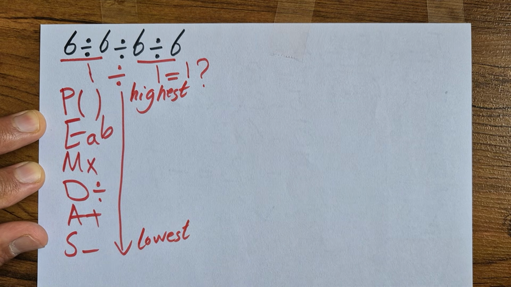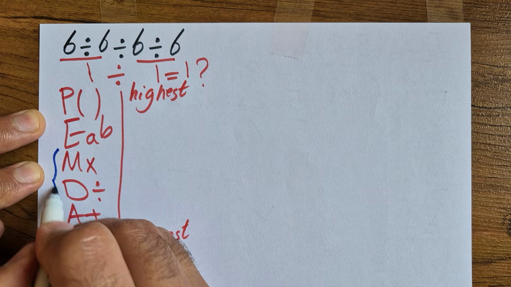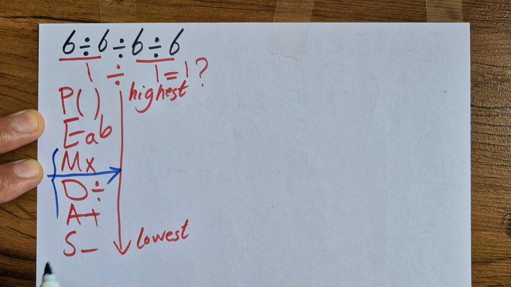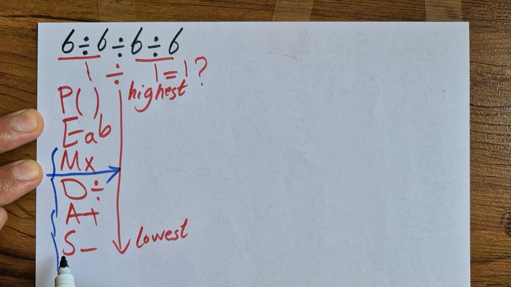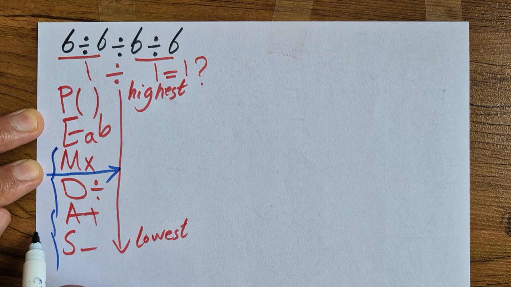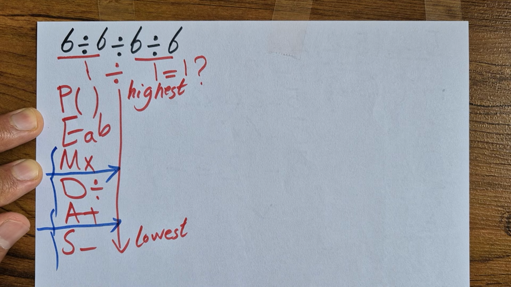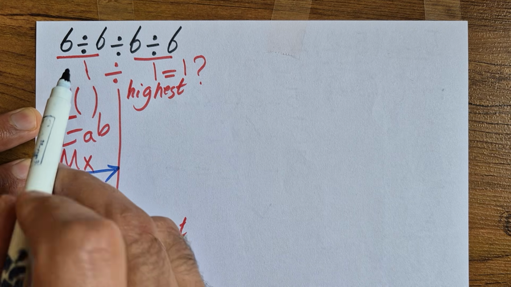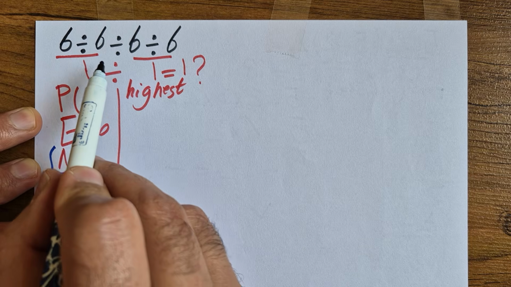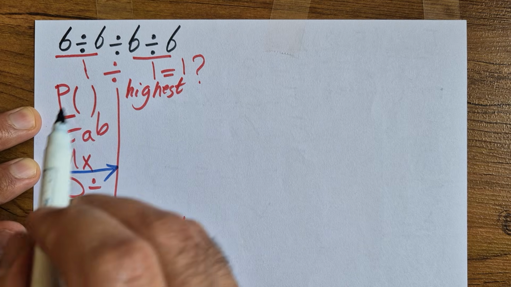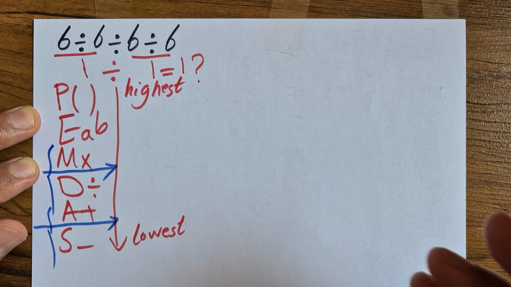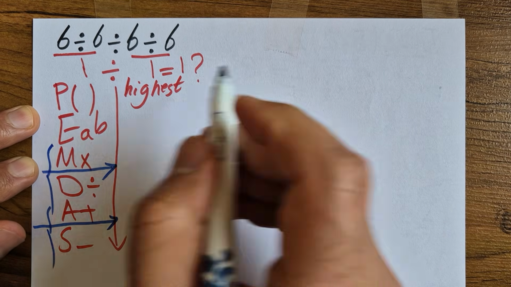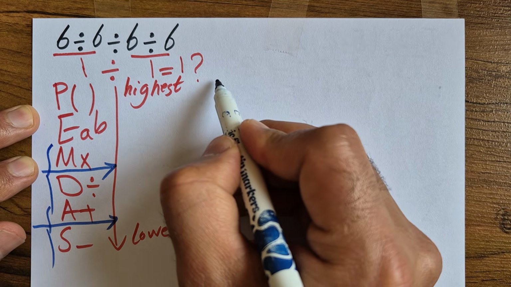Keep in mind that multiplication and division, they have the same priority. You must go from left to right, and so does addition and subtraction, go from left to right. We have just in our original expression, just divisions. You can't divide the last two and the first two, impossible. Let's just go from left to right according to PEMDAS.